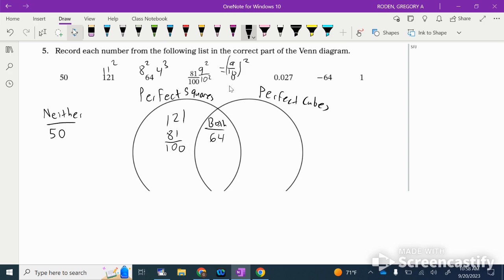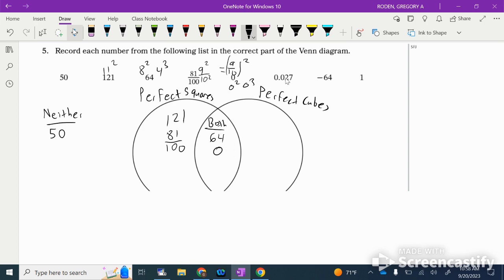Okay, this next one I kind of wrote over is a 0. What do we think for 0, guys? Both. It's not in our chart, but think about it. What's 0 times 0? 0. That's a perfect square, right? What about 0 times 0 times 0? So 0 squared and 0 cubed is also going to give us a perfect square and perfect cube. So 0 is actually both.